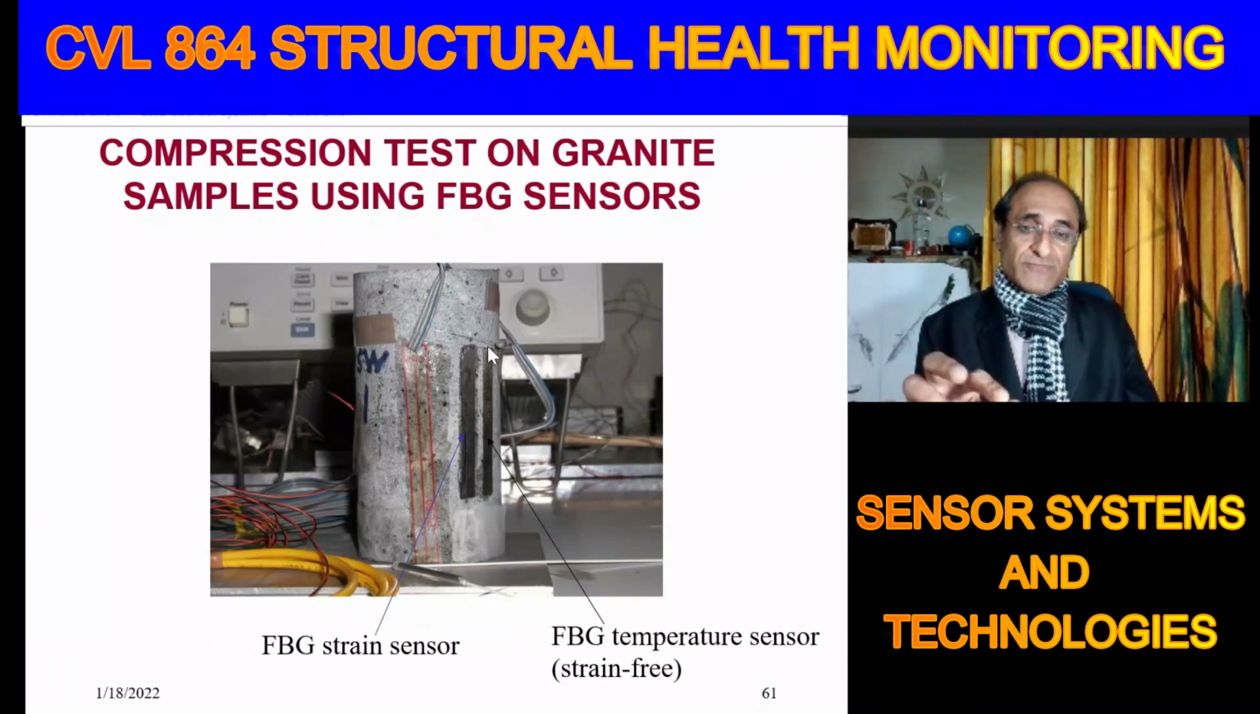Usually for the fiber optic case, two sensors are used. One is just for temperature compensation, because if the temperature fluctuates, then the Bragg wavelength will also change. So to remove that error, one sensor is installed just weakly connected to the structure.